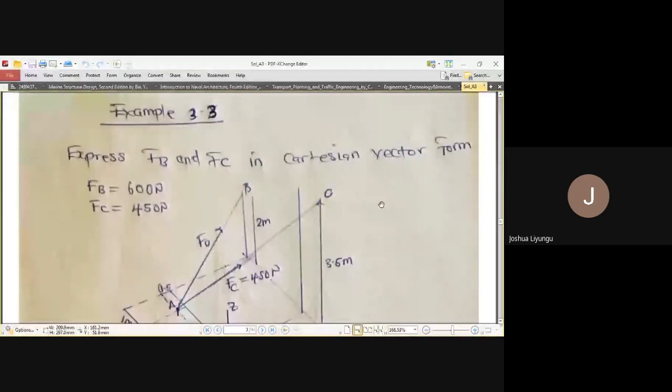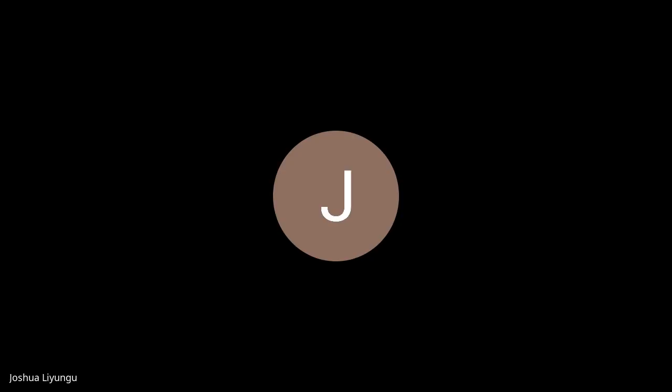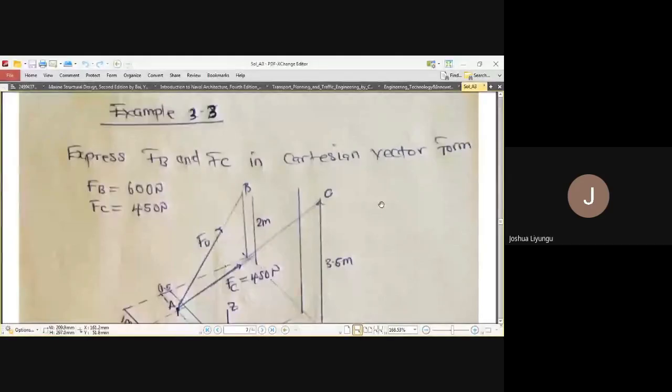Another example. Express FB and FC in Cartesian vector form. Maybe FC is 450 Newton. Someone to attempt, someone to help, give us the stages on solving that problem. Yes, go ahead.